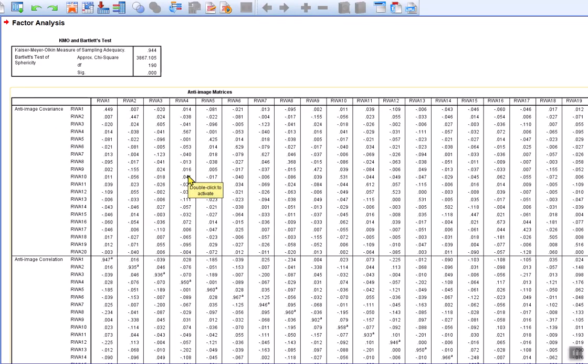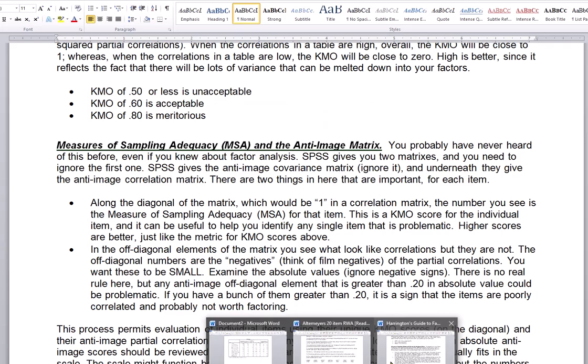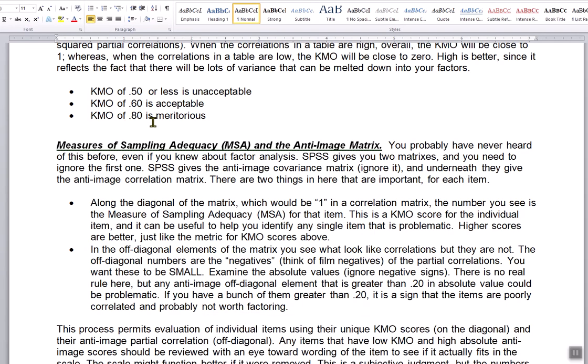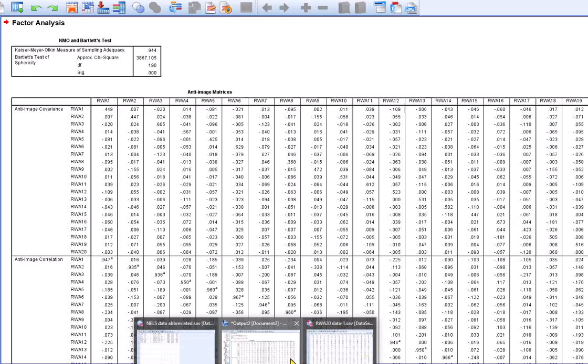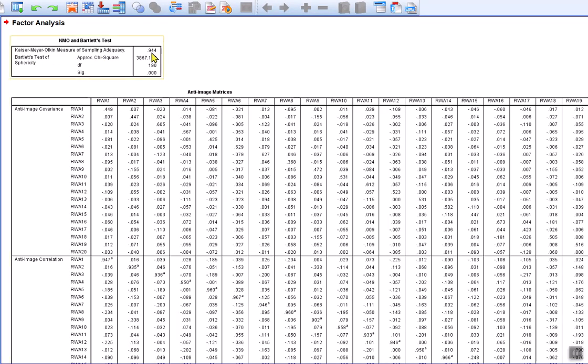And then we have this gigantic table. Well, actually we have a small table first. So here's the KMO and Bartlett's. You see the KMO score is high. It's very high. If we go back to the page, 0.80 is meritorious. Anything above 0.80 is outstanding. And we can see here that the KMO score is 0.944. So that's very, very high. And the Bartlett's test of sphericity is significant. So both of those give us the green light to go forward.